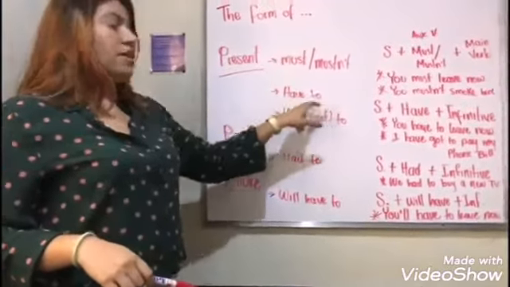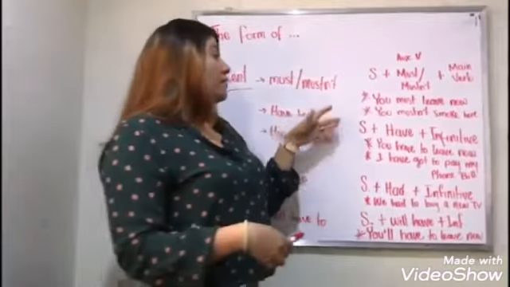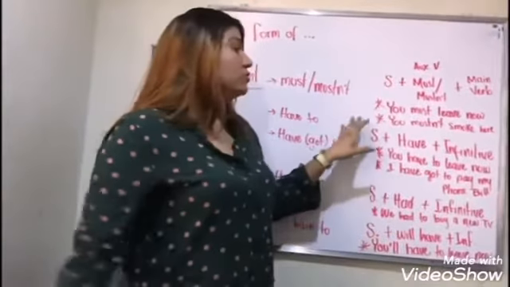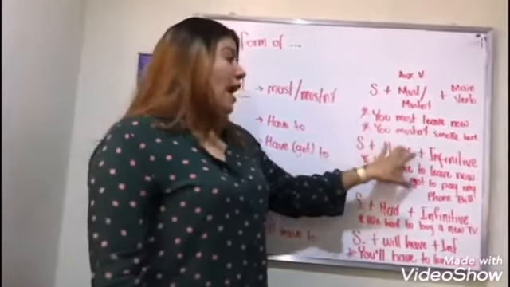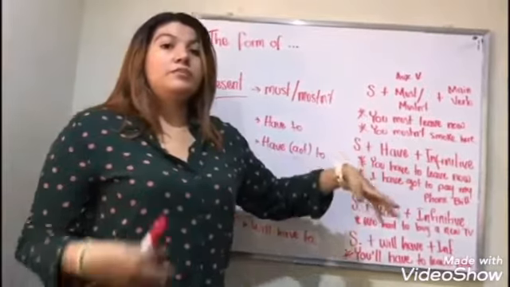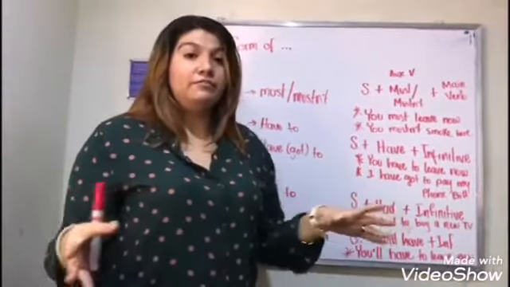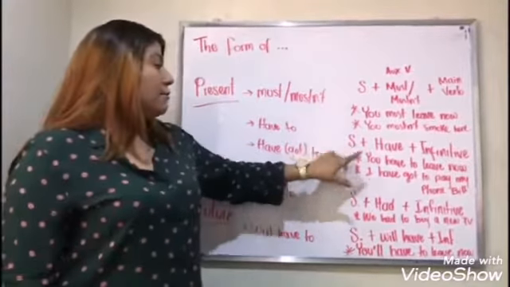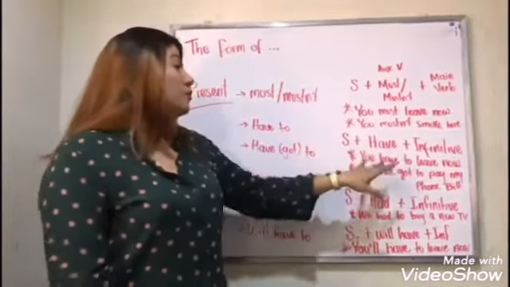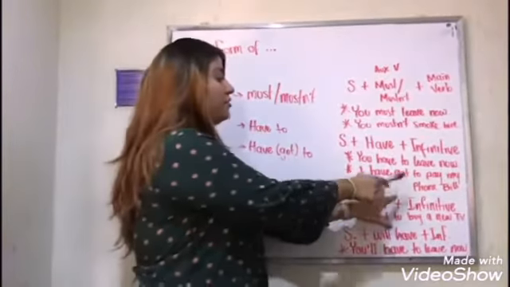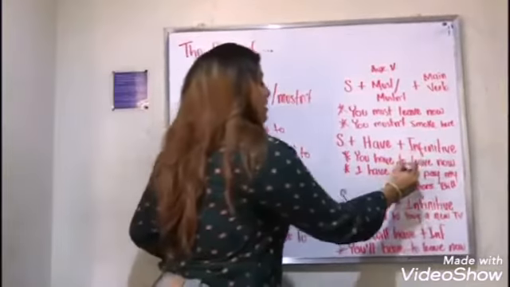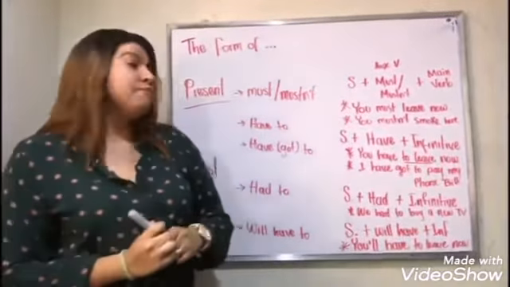Then have to and have got to. The structure is the same. We use subject, have, and infinitive. Infinitive, we know that we put the verb in the basic form. So, for example, you have to leave now. You is the subject. We have here have, that is the auxiliary, and then to leave now. That to leave is the infinitive.